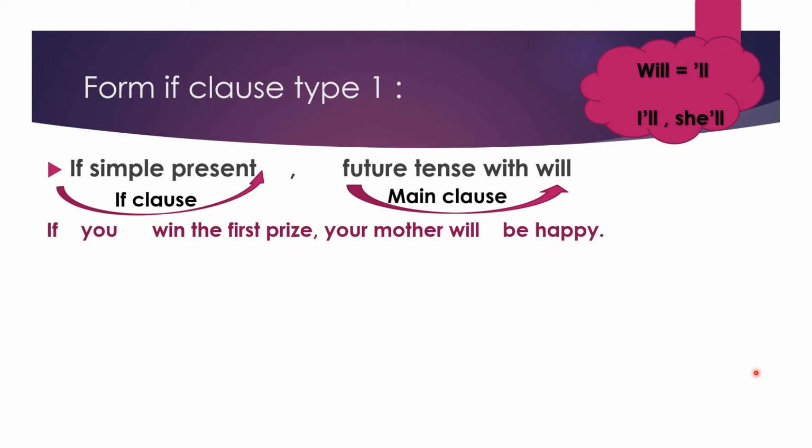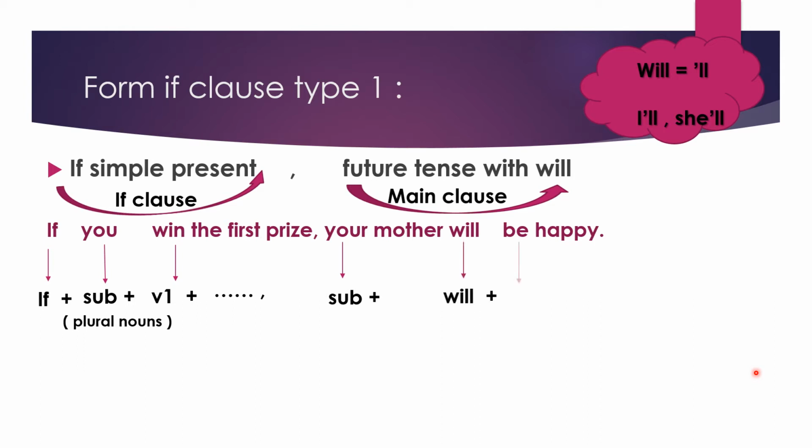So let's look again: if plus the subject. Here we have you, so we have to use the infinitive verb and the complement. وبما إنه إحنا بدينا with the if clause, so we have to put a comma between the two clauses, between the if clause and the main clause. So we put the comma, your mother, this is the subject, will, and infinitive verb.